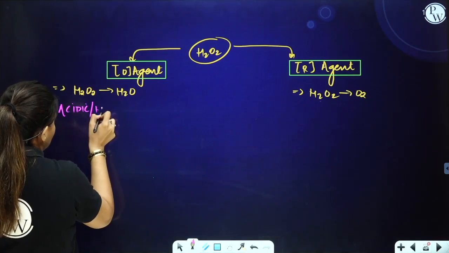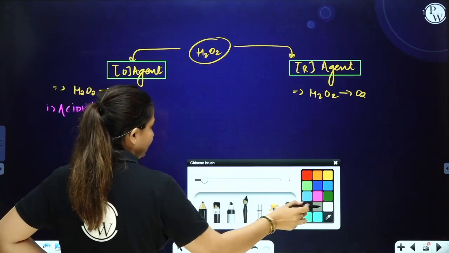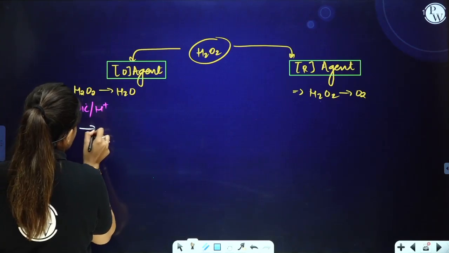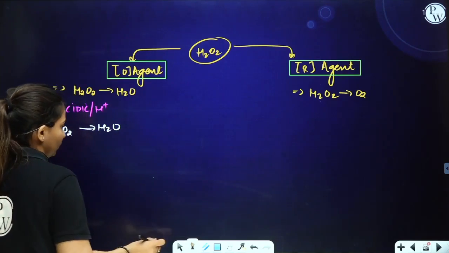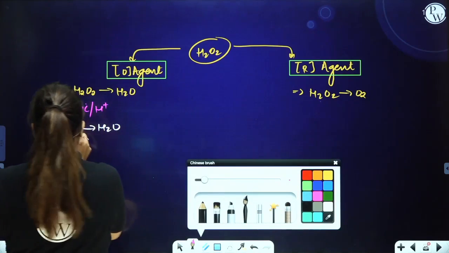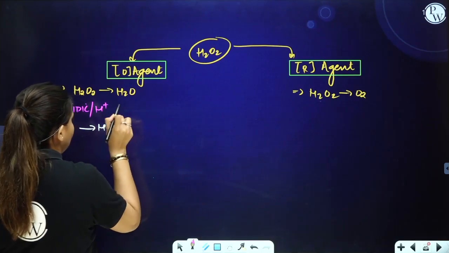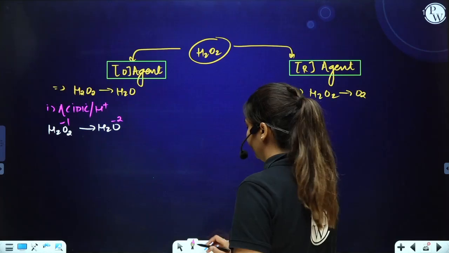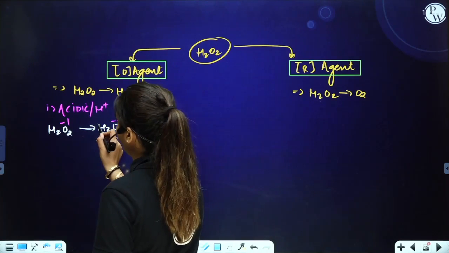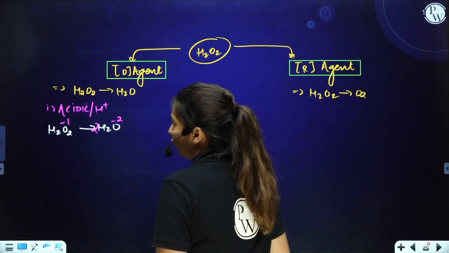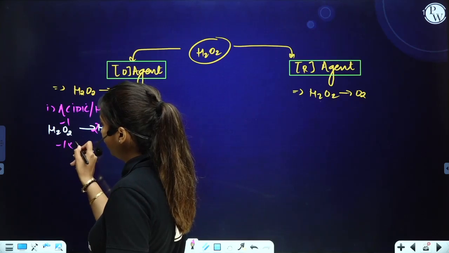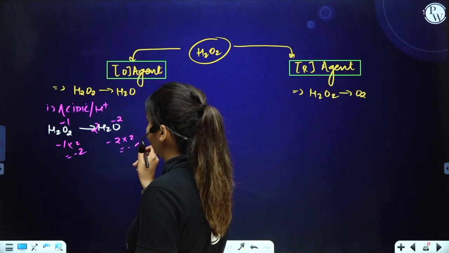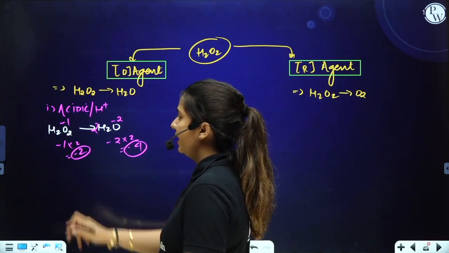Acidic medium, that is the presence of the H positive ion. So what will be the case? H2O2 is getting converted into H2O. Now the oxidation state will be -1 to -2. Are the number of oxygen atoms same? No. You have to multiply a number over here, that is 2. The total charge over here is -1 into 2, which is equal to -2. -2 into 2, which is equal to -4. So here the charge is -2, here the charge is -4.